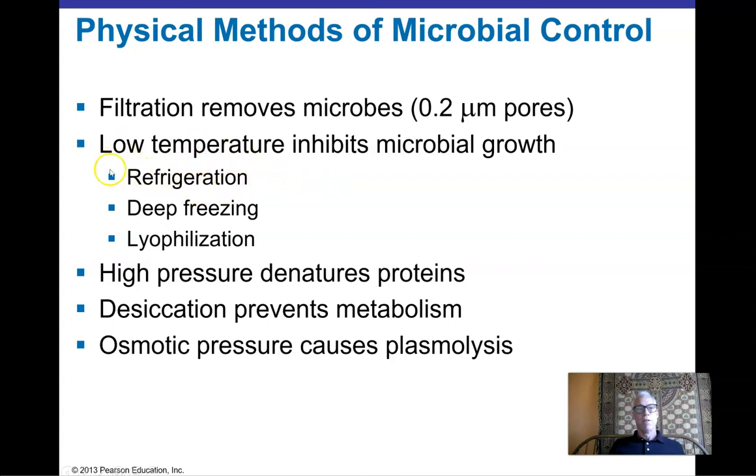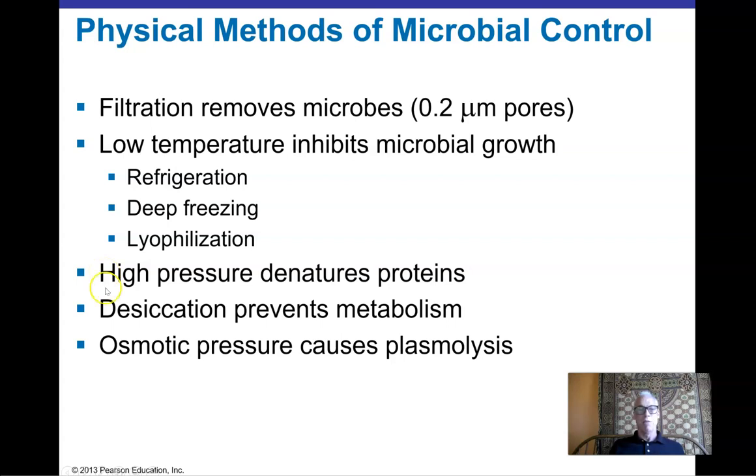You can chill or freeze microorganisms in order to prevent their growth. We talked about intentionally preserving specimens of microbes. We can freeze them at minus 80 degrees, or we can lyophilize, freeze dry them, and store them for long periods of time. They won't grow, and then we can choose to grow them as we desire.